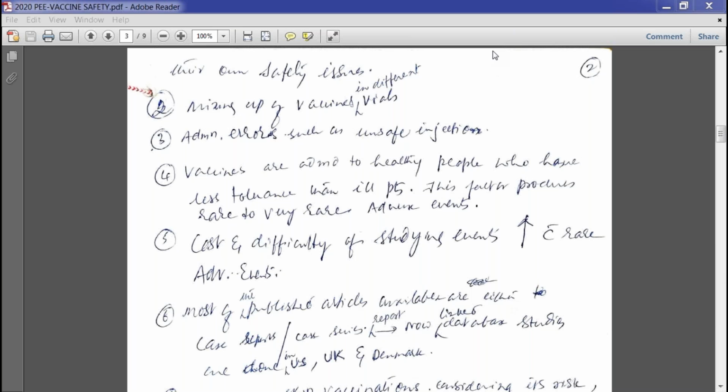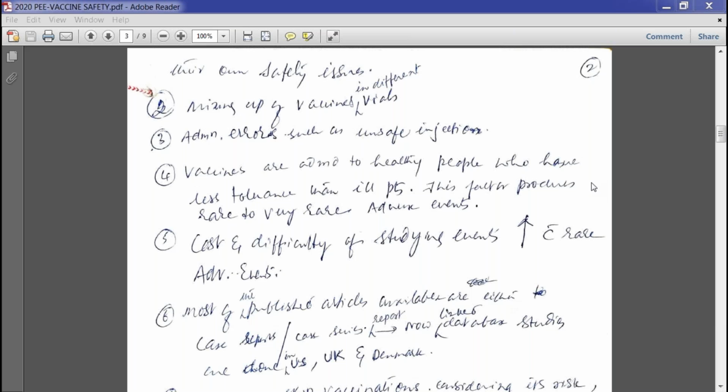Next policy issue is that administration errors such as unsafe injection. What may be this? Can you guess? Lakshmi, yes, sir. What may go wrong? Sir, it may cause some transmission of bloodborne diseases.